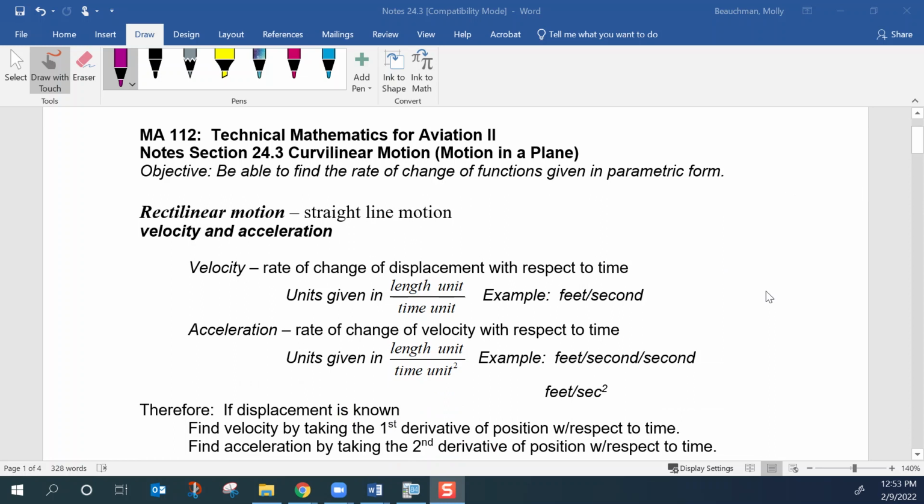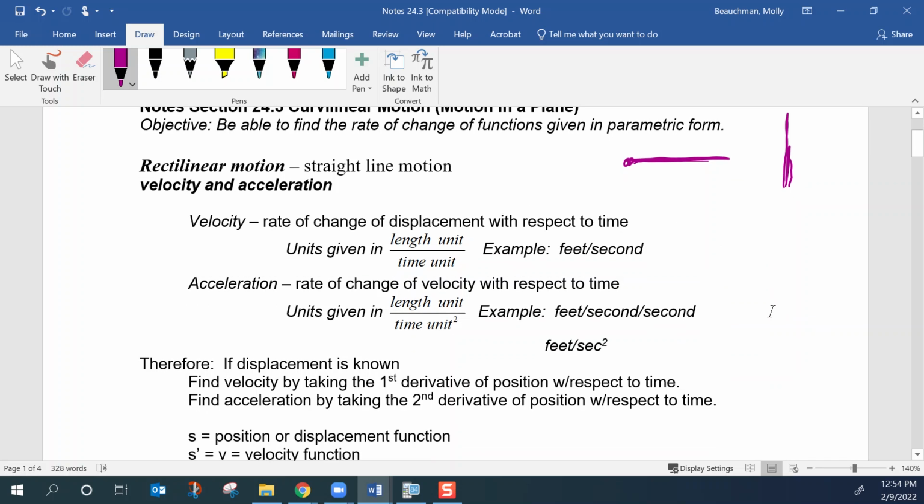What we've worked with so far is rectilinear motion, that's straight line motion. So you're either moving in a straight line right to left, or you're moving in a straight line up and down. Position is where you are in relation to where you started, back and forth along the straight line, horizontal or vertical. Remember that the velocity is the rate of change of displacement, and acceleration is the rate of change of velocity. Velocity is measured in feet per second, acceleration is measured in feet per second squared.